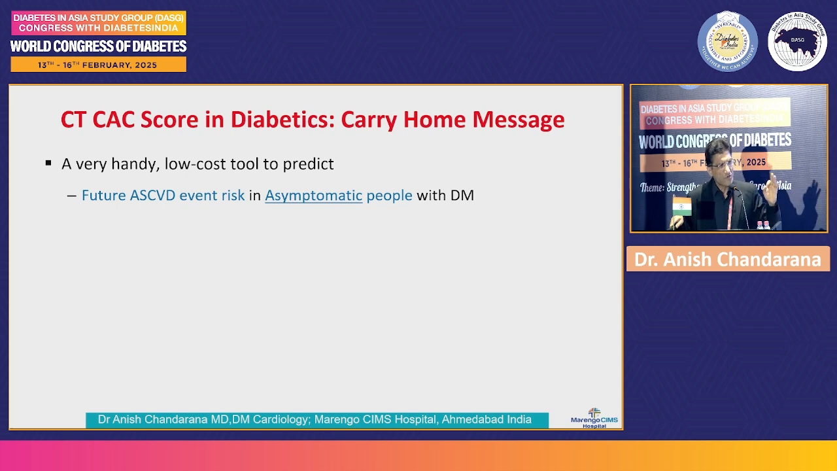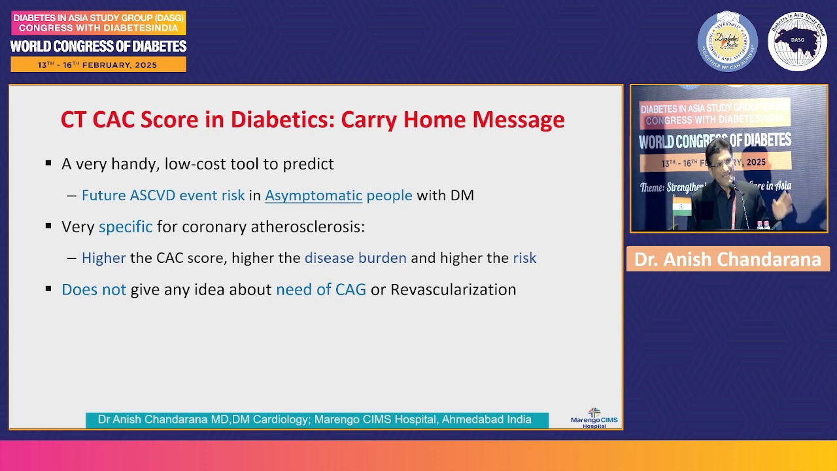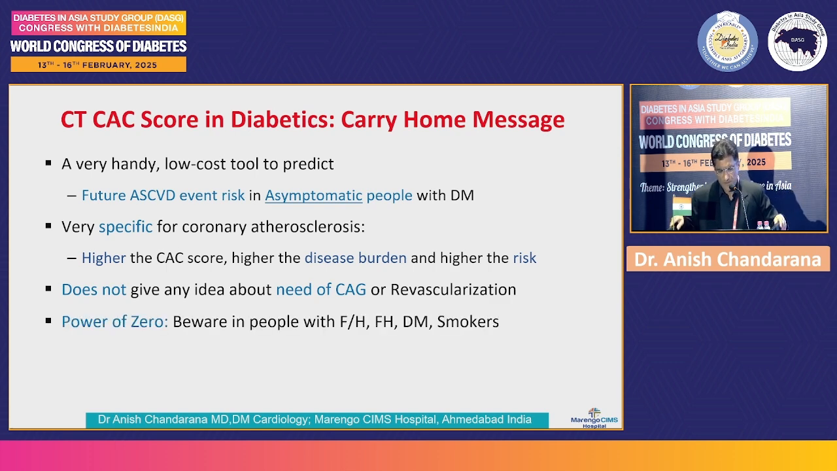But mind well, it is to be used in asymptomatic people, not symptomatic. It's very specific for coronary atherosclerosis. Higher the score, higher the disease burden, and higher the risk. It doesn't give any idea about need of angiography, angioplasty, or bypass. So please do not send your patients for those investigations based on calcium score.